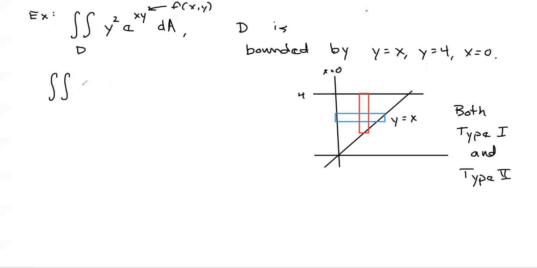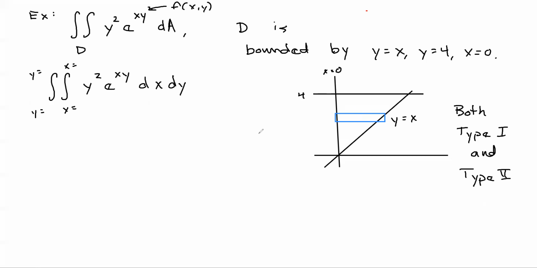All right, and then if you're going to do that, then you'll have y squared e to the xy, and we're going to have dx dy. So if we're doing dx dy, then that means we've got x bounds for the inner bounds, y for the outer. So effectively, this means we're going to be using type 2. We're going to be using the blue rectangle, not the red.